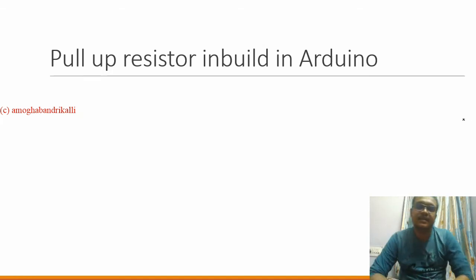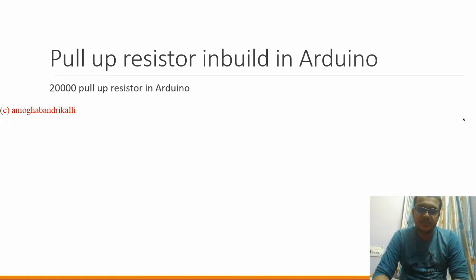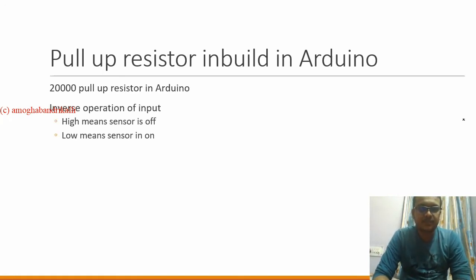So how to access pull-up resistors in Arduino? There are inbuilt pull-up resistors, about 20,000 ohm. But the difference between the internal pull-up resistor and a normal input is that it has an inverse operation of an input. If it is providing a high signal, it means the sensor is off. If it is providing a low, it means the sensor is on.